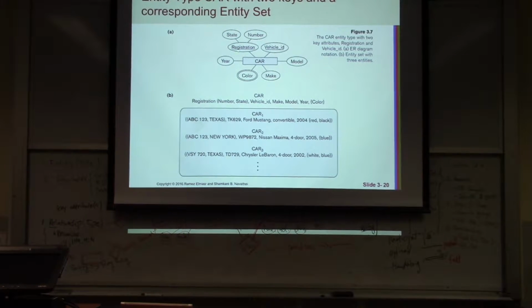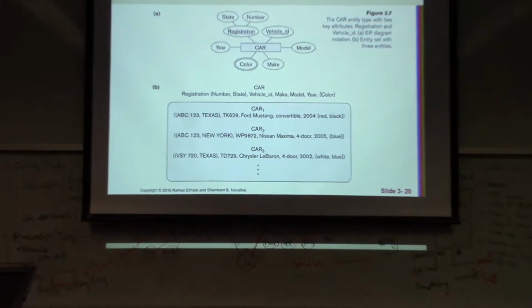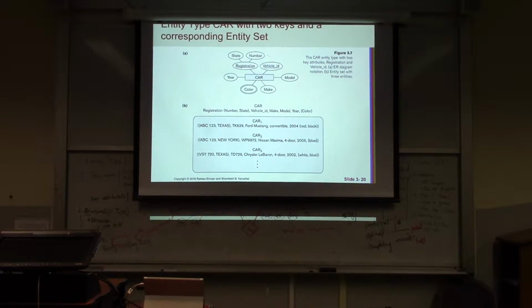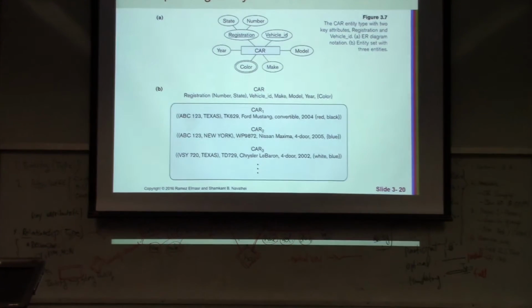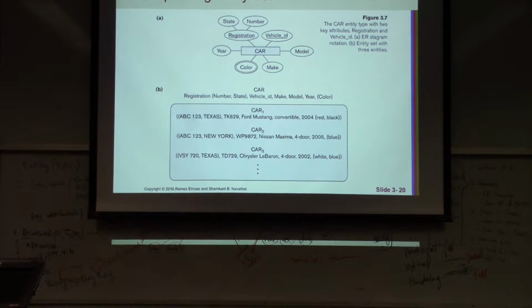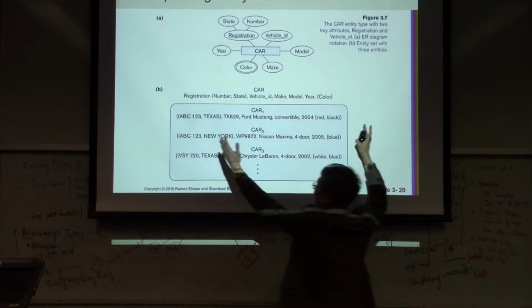Especially the registration is a composite key attribute. It can be a state and number. Okay, state and number, composite key attribute. Color is a multi-valued one. Later we will see why. Color, we need to identify the multi-valued one. Okay, so actually this one can be identified from the searcher by investigating the data.